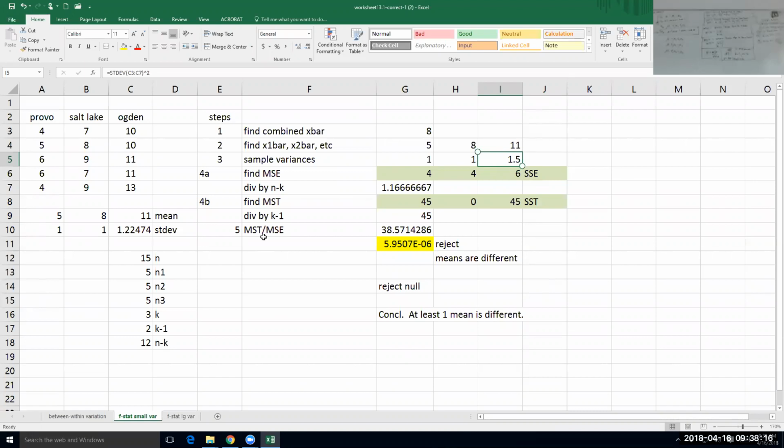I already understand. Why do it? I mean, whatever, you can do it. If you want to, I don't care. It won't be the wrong answer. But yeah. Okay, so find the MSE.